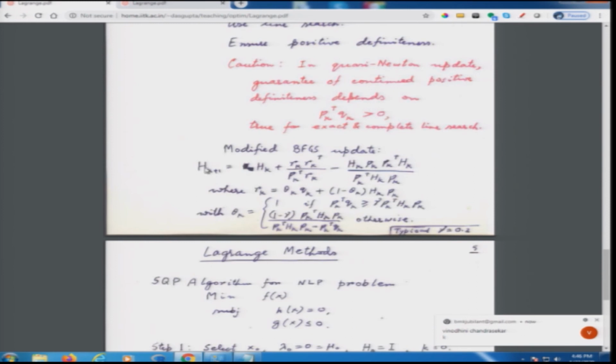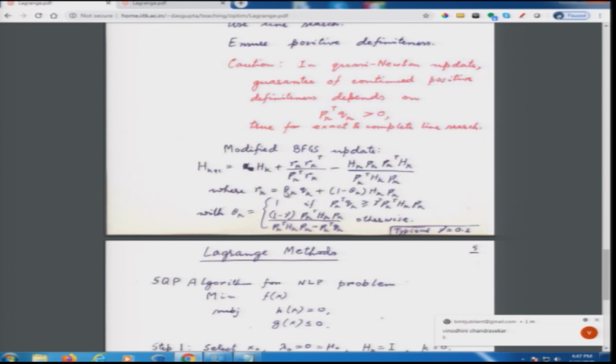Hk plus 1, that is the new Hessian, is equal to the old Hessian plus this. This was the formula with Qk in the case of the original quasi-Newton BFGS update, the unconstrained optimization update for exact line search. Now, we say that we are putting Rk here. What is the difference between Rk and Qk? Here also it is Rk.